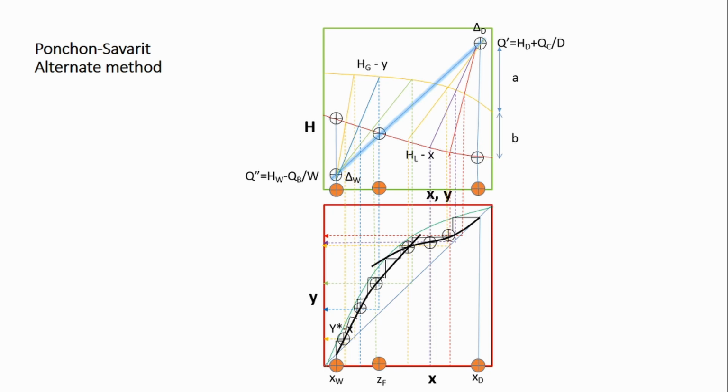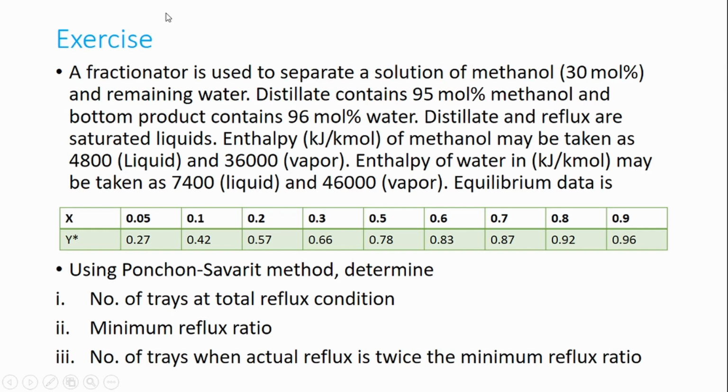You can either do it in the HXY diagram, or you can translate all the points to the XY diagram, get the operating lines there, and then draw the stepwise construction. So both methods can be used. This is an exercise problem which you can try. You have a feed mixture which contains methanol 30% and the remaining water. Methanol is more volatile. So your ZF is 0.3.